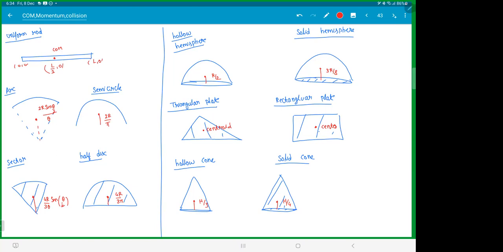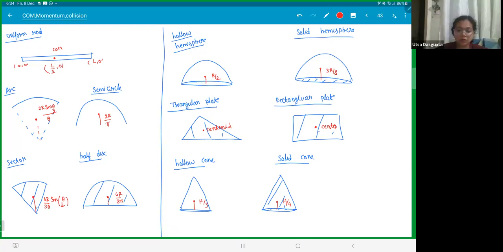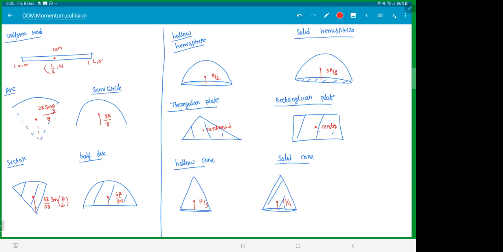Clear with the shapes? Can I go ahead? For just 2 minutes. Just put down roughly, anyway, we'll get the notes.